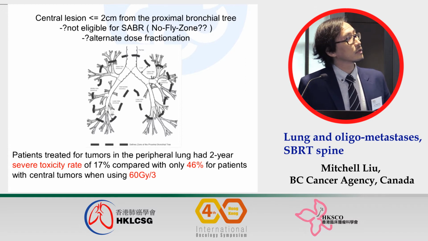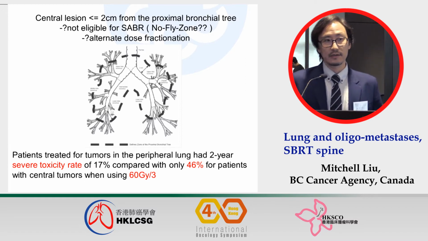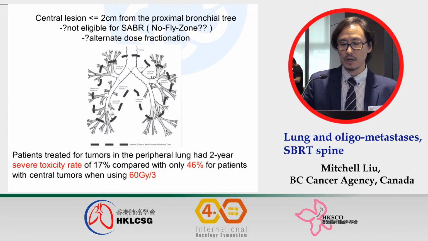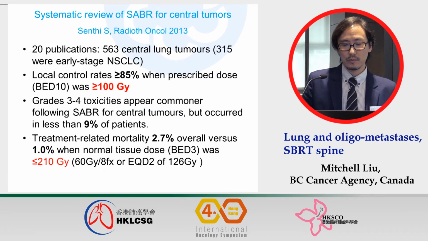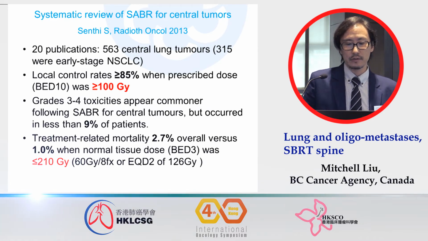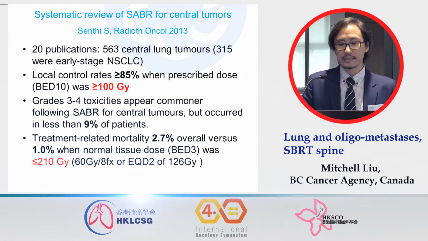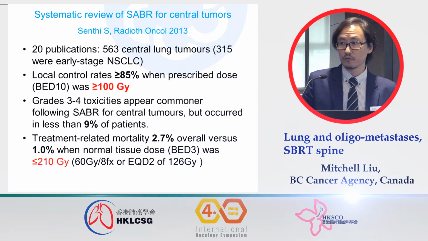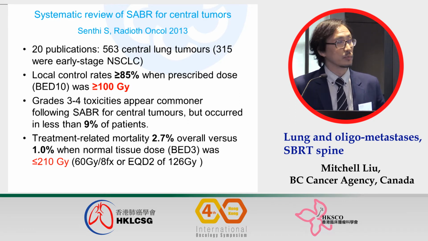Most of you know that for central lung lesions, there's an increased risk of toxicity. So what's the best dose regimen for that? We still don't quite know. In this study, the authors reviewed a number of publications, and essentially what they noticed is that you can still try to keep the BED 10 of greater than 100 grays with a good local control rate of 85%, while you should keep the BED 3 of less than 210 grays, and in that situation, the mortality should be relatively low.